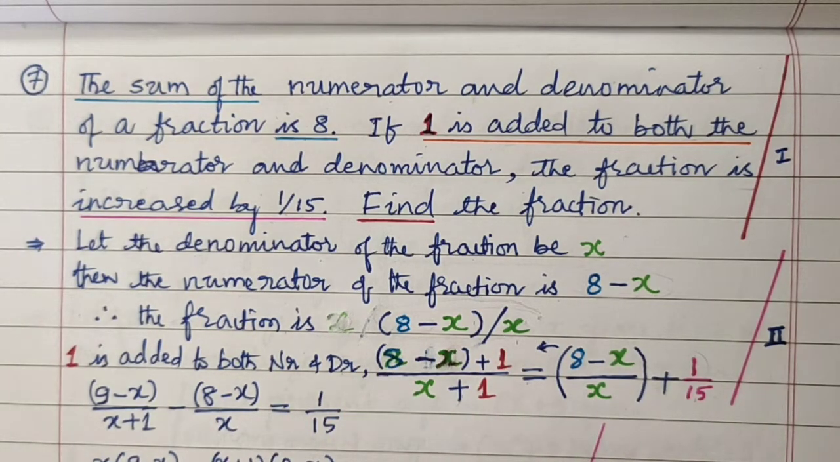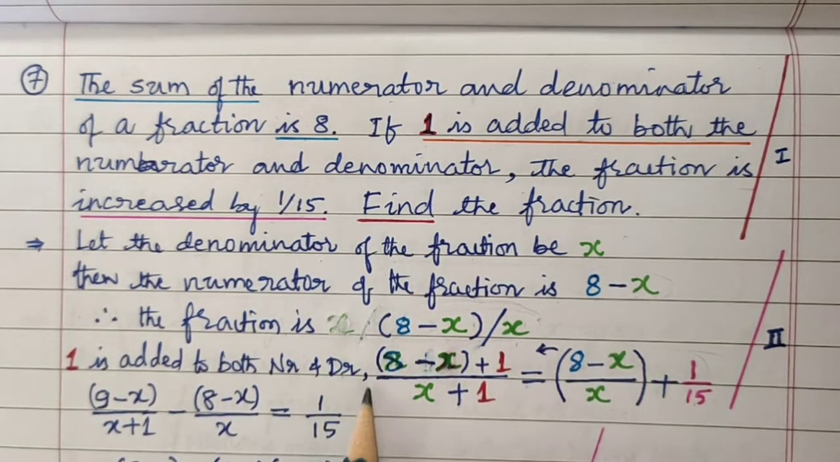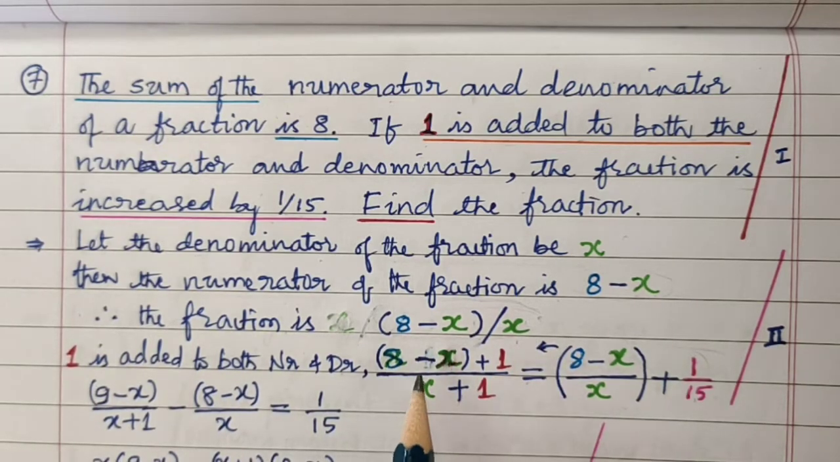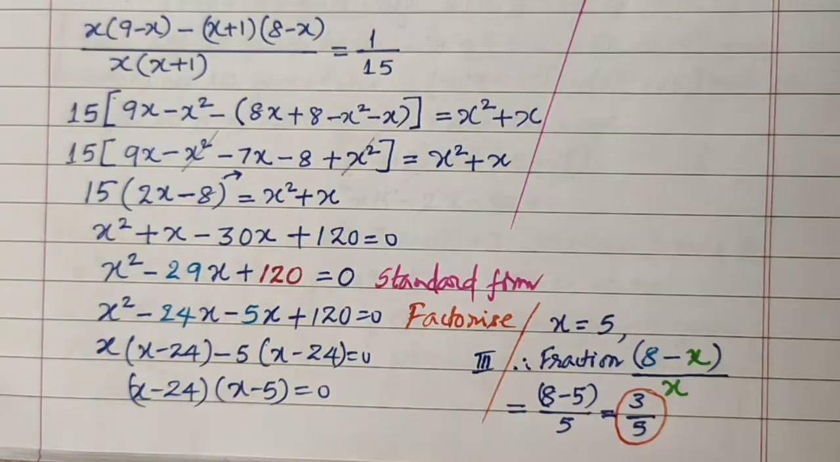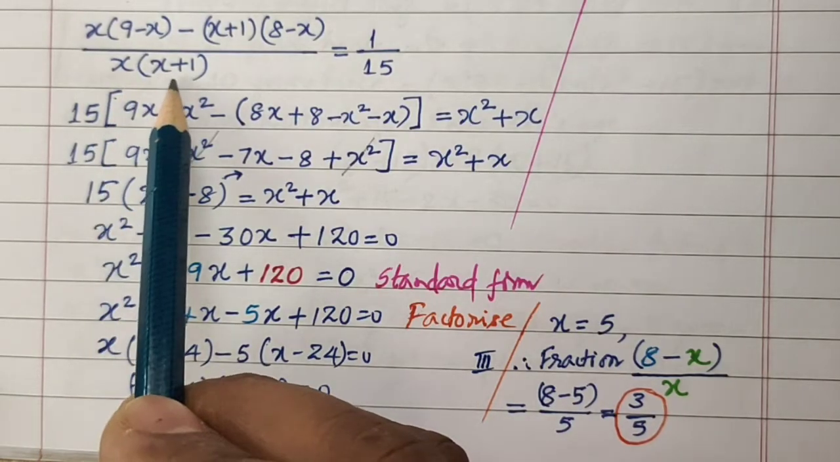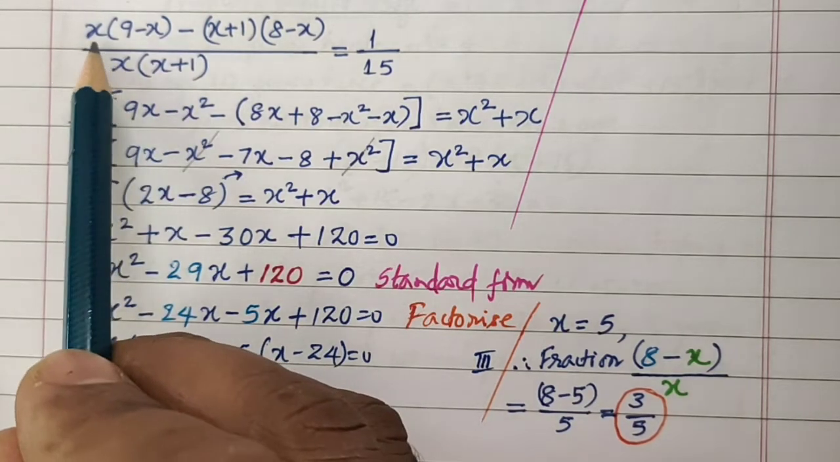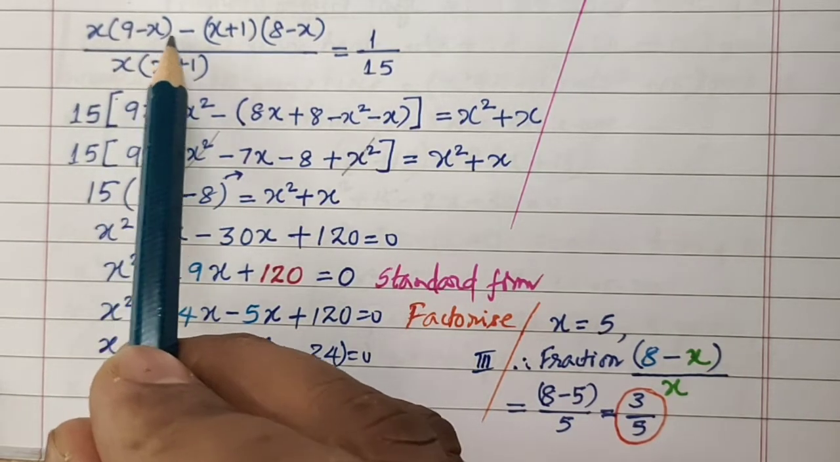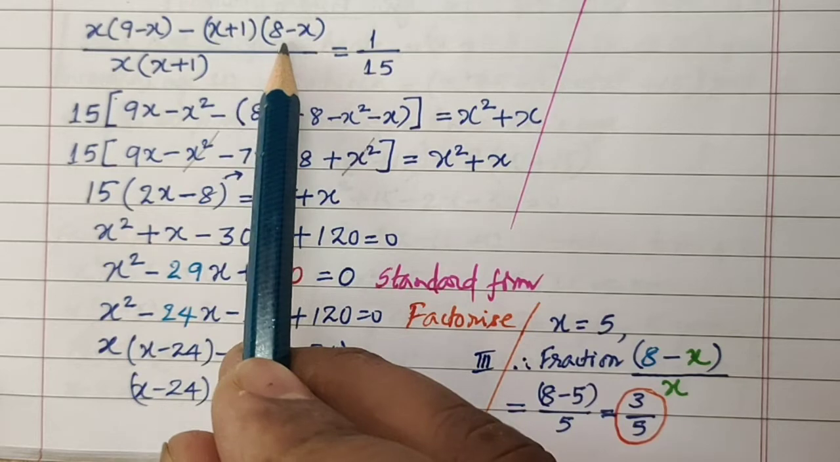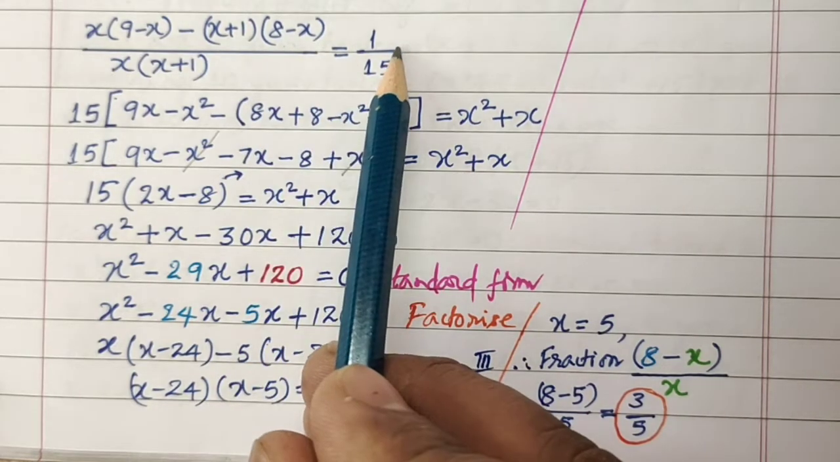Then you put this equation into the standard form of a quadratic equation. Once you get this, almost 80% of your job is done. The remaining part is only simple calculations. So you bring this to this side, because there is a denominator, and keep 1 by 15 on the right hand side. Then take the LCM of these two. When you take the LCM, in the numerator we get x into 9 minus x plus 1 into 8 minus x. The right hand side we keep as it is.